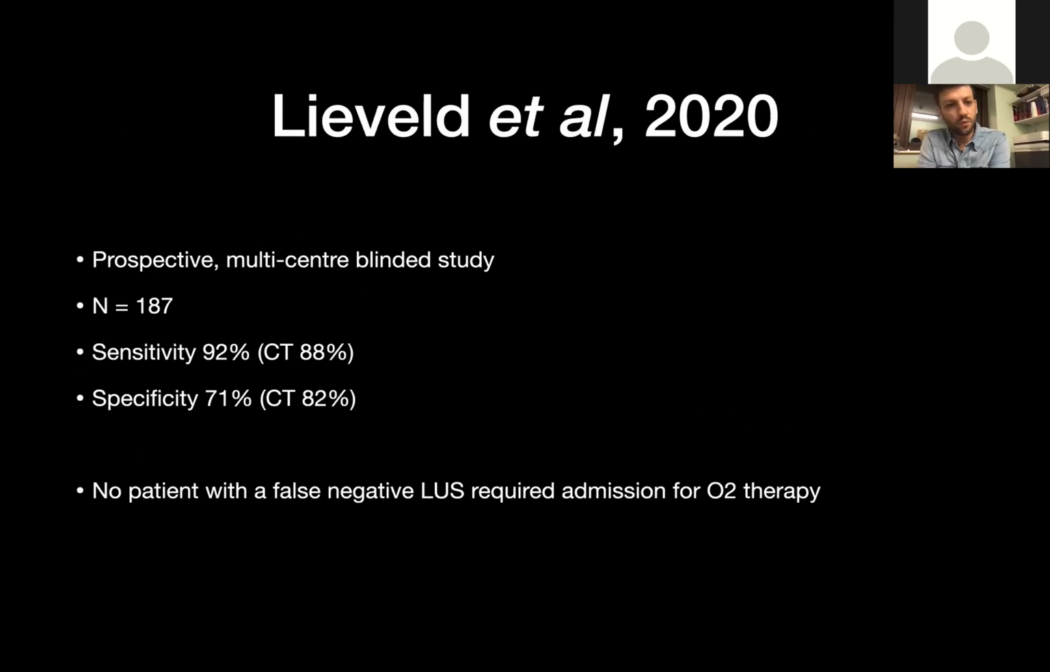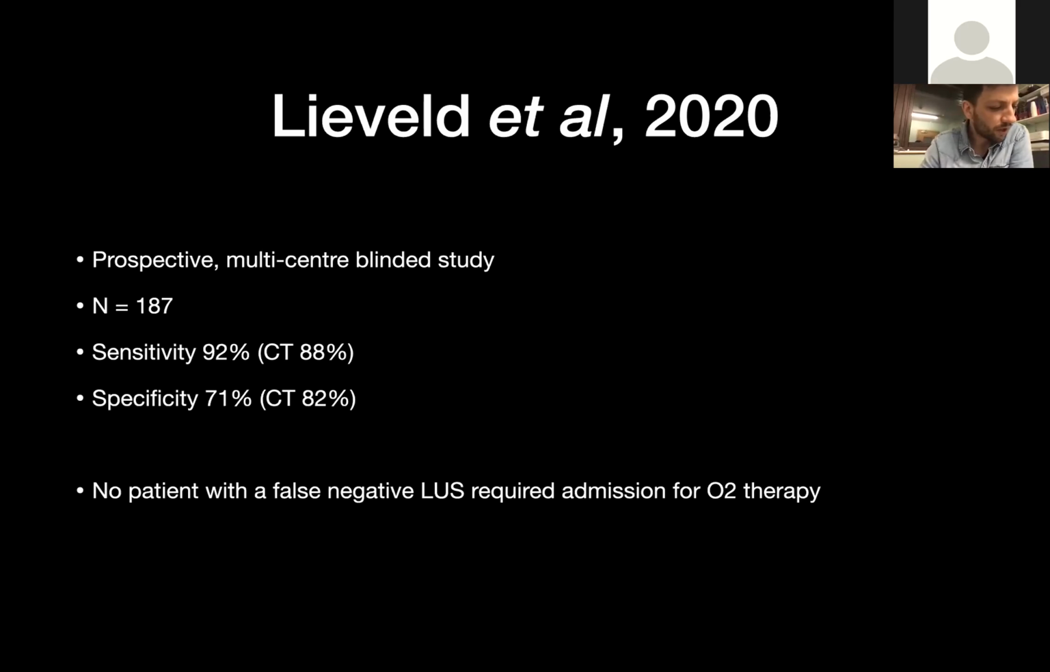As we've come towards the second wave, we've had a couple of larger, slightly better quality studies published. So this first one by Lieveld was one of the first prospective studies. It's multi-centered and blinded, with a fair number of patients. Again, most of those patients are respiratory patients, so patients who presented with pulmonary manifestations of COVID. But they've achieved quite a high sensitivity, quite a high specificity, higher sensitivity than CT, and pretty comparable specificity.